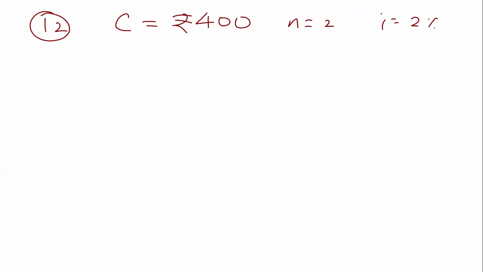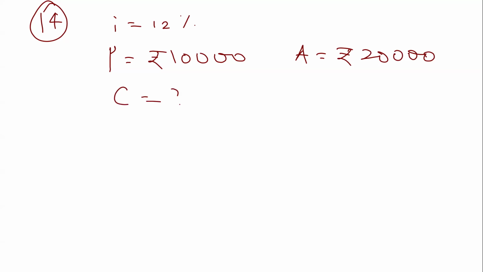Question number 14. Annuity immediate is to be paid for some years at 12%. So the problem is clearly stating that it is of annuity immediate. Present value of the annuity is 10,000, P is equal to rupees 10,000. Accumulated value is 20,000, A is equal to rupees 20,000. Find the amount of each annuity payment. So they are asking C. Now this is the first problem in which present value and accumulated value are together in the problem. So what is the relation between A, P and C?